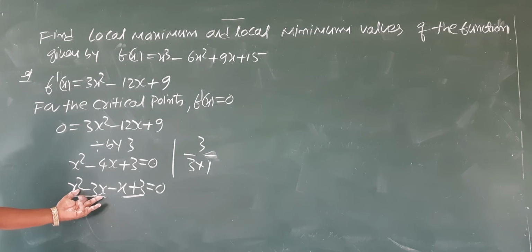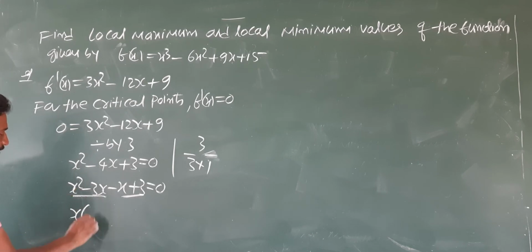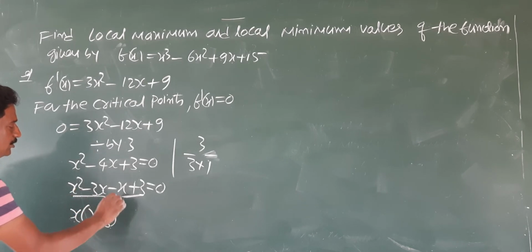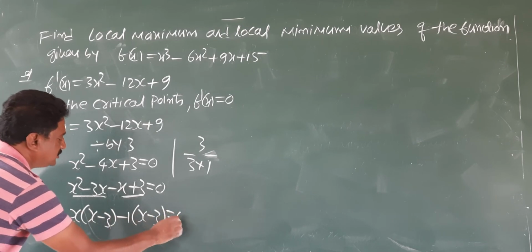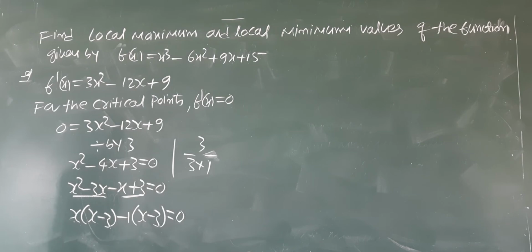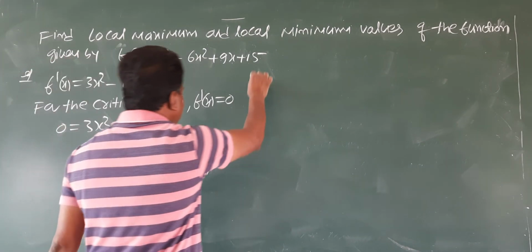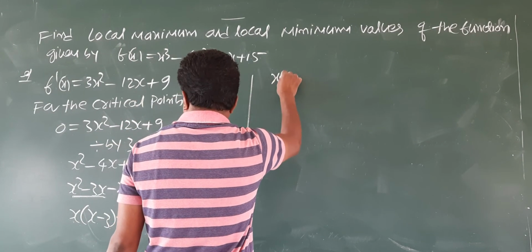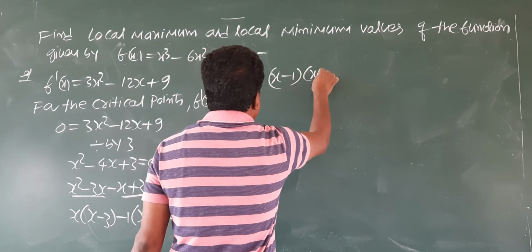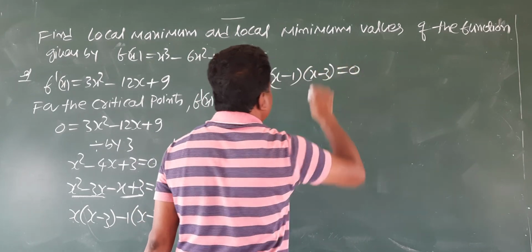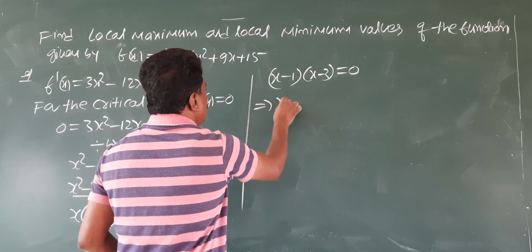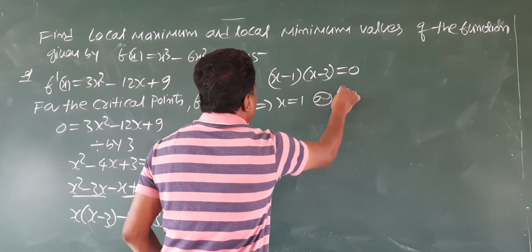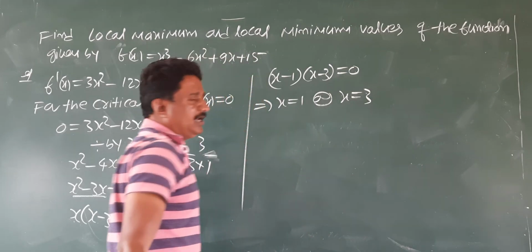Tell me what is common from these two? x minus 3. What is common from these two? Minus 1. x minus 3. You tell me two factors, students: (x minus 1) into (x minus 3). So tell me two x values: x is equal to 1 and x is equal to 3.